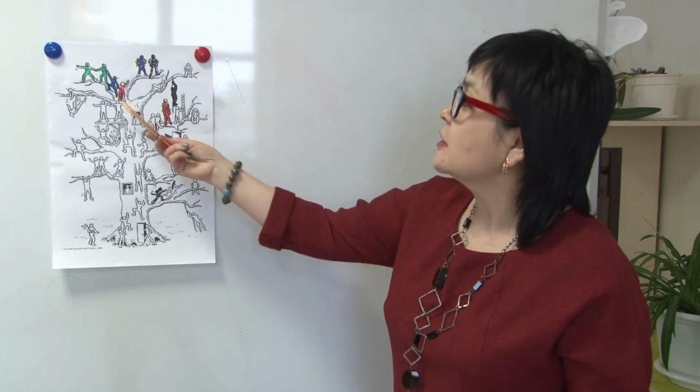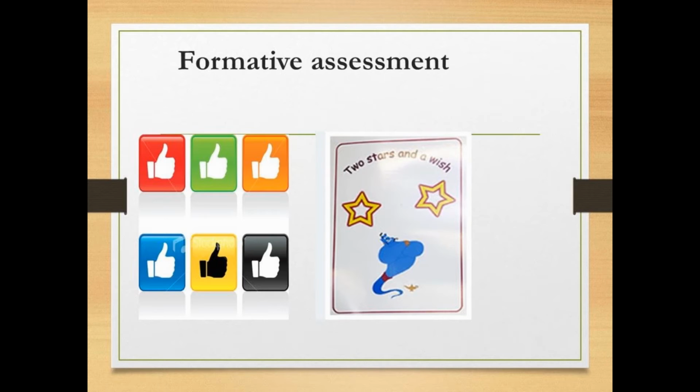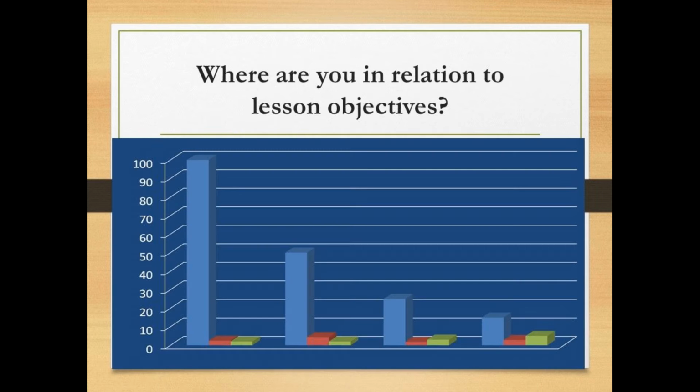Formative assessment activities and strategies help me to understand where my students are. So I can say he is there, she is there, and generally I can understand and make a conclusion about where my class is. Formative assessment may be applied while working in groups, pairs, as well as individually. For example, by giving 2 stars and a wish or just showing thumbs up and thumbs down.